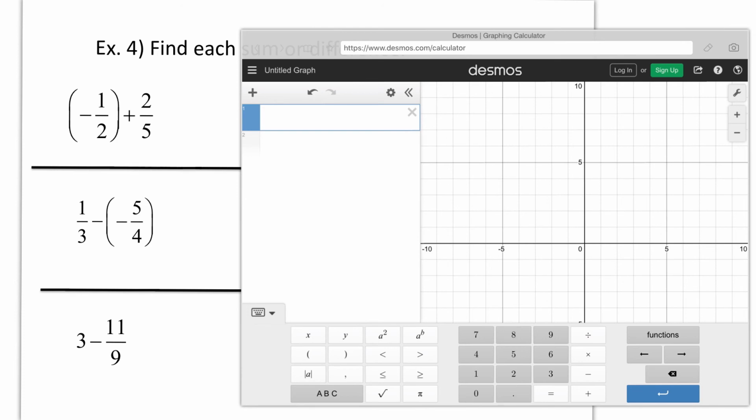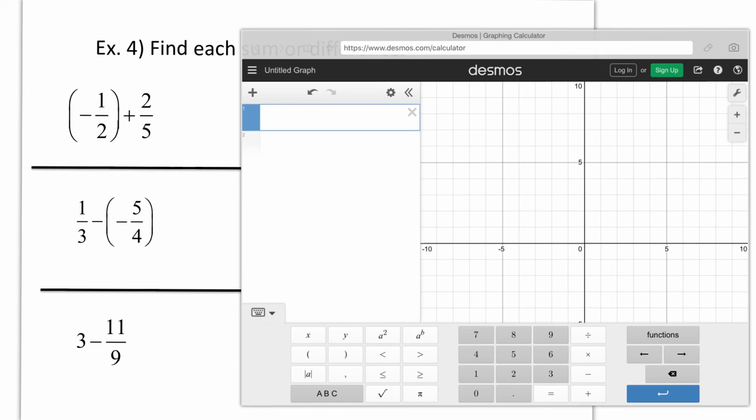It's called Desmos. You guys can see the name up here, desmos.com. That is a free website. You can also download the app to your phone. And it does fractions. It does everything a scientific calculator does, plus a graphing calculator. But we're not graphing. We are just adding and subtracting fractions.